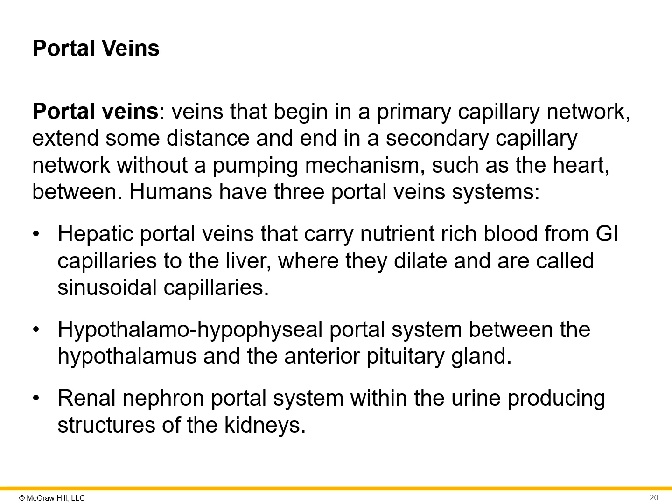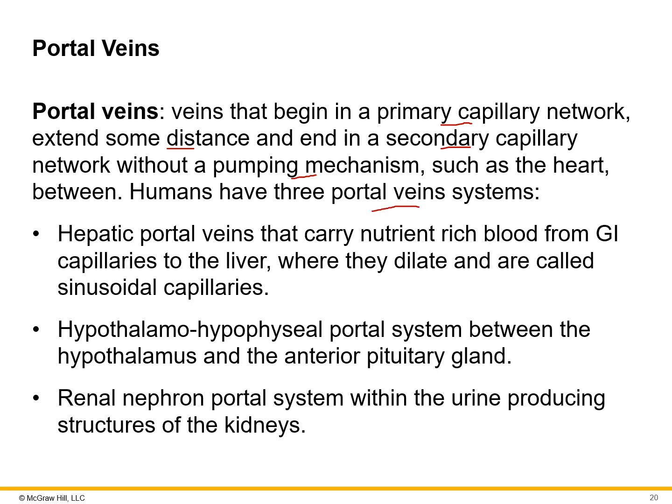Okay, we also have what are called portal veins, and portal veins begin kind of in a primary capillary network that extends some distance and then ends at a second capillary network. So they are essentially going from one capillary network to another over a pretty long distance without a pumping mechanism, meaning there's not like a heart or anything like that in between it.